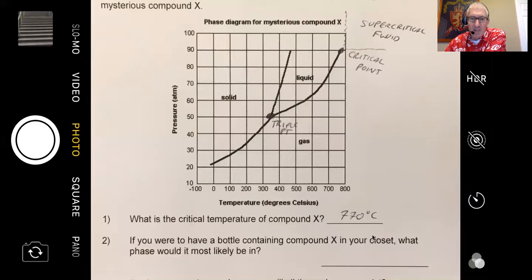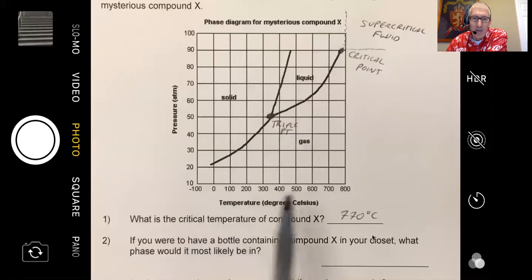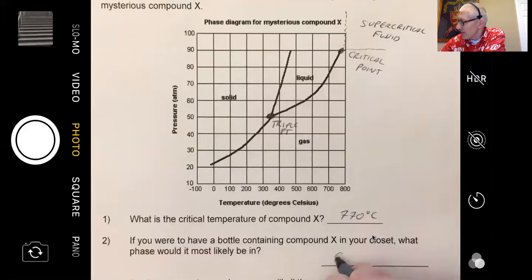If we had a bottle containing compound X in your closet, what phase would it be in? Well, we know that our pressure is 1 atmosphere. Now 1 atmosphere is lower than I even have on this graph right here. It only goes down to 10 atmospheres. So there should be no doubt that I would be in this gaseous area of my diagram. So if I had a bottle of this in my closet, it would be a gas.